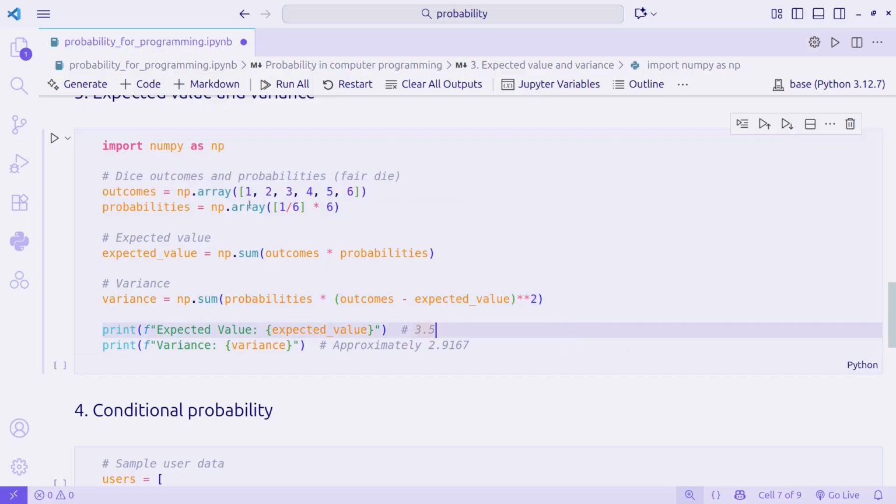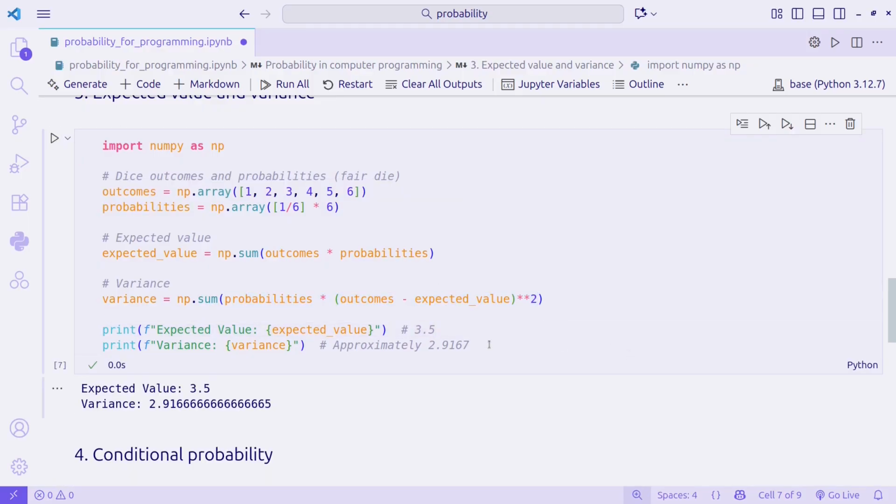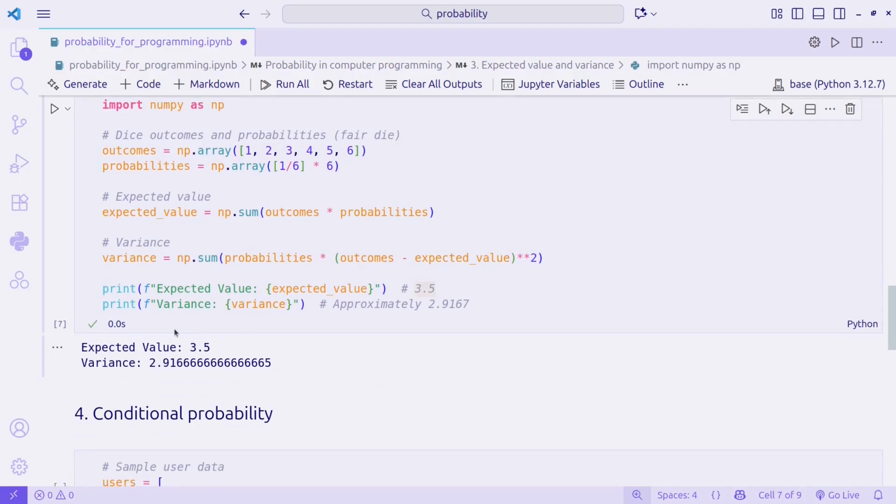So let us see the result. So you will find this answer. The expected value will be exactly 3.5 and the variance will be something like this one, 2.91 something, okay? So you will see that we are able to evaluate the expected value and the variance by using NumPy as well, okay?